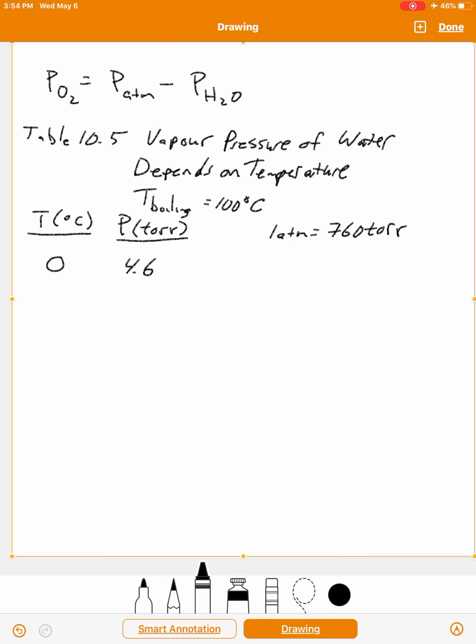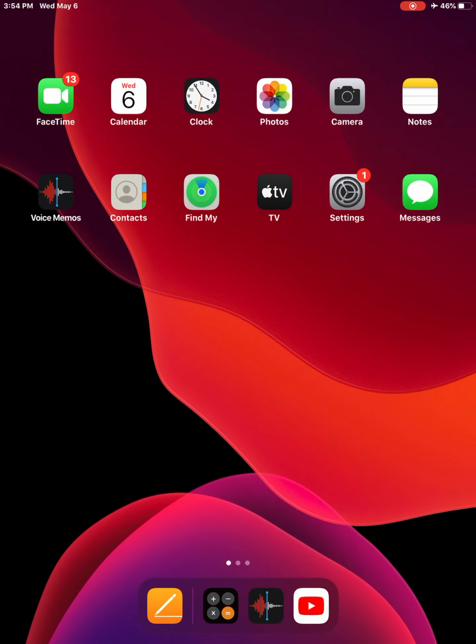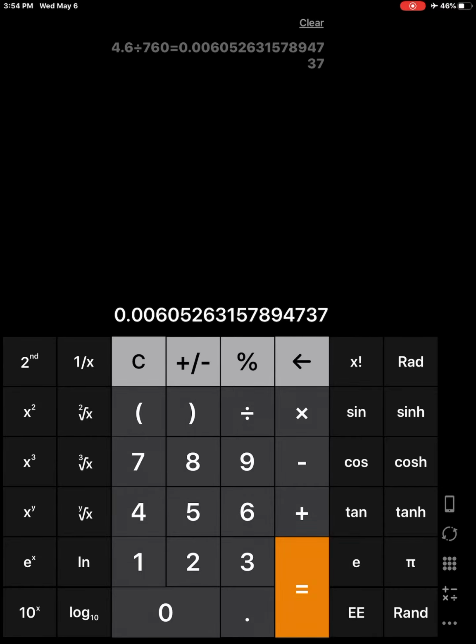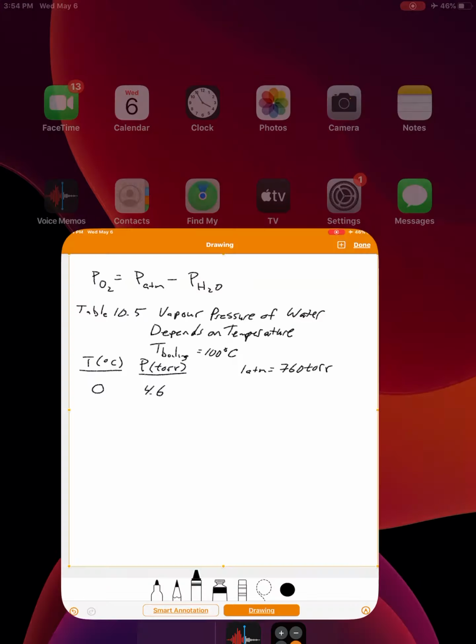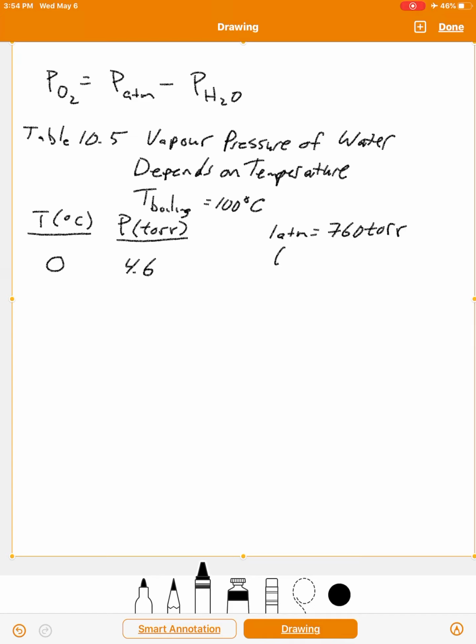Okay, so that's pretty small. Let's see what that is as a fraction of an atmosphere. If you take 4.6 torr and divide that by 760 torr per atmosphere, it's pretty small, 0.0061. Okay, so that's a pretty small pressure at 0 degrees C.